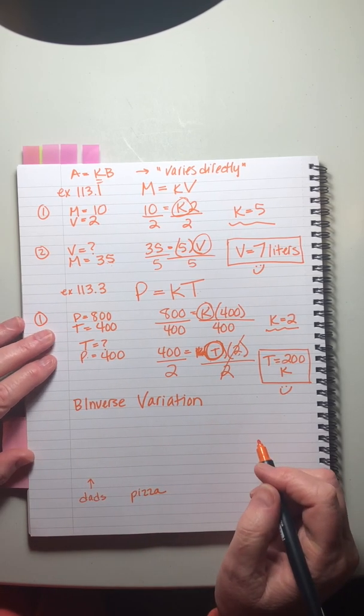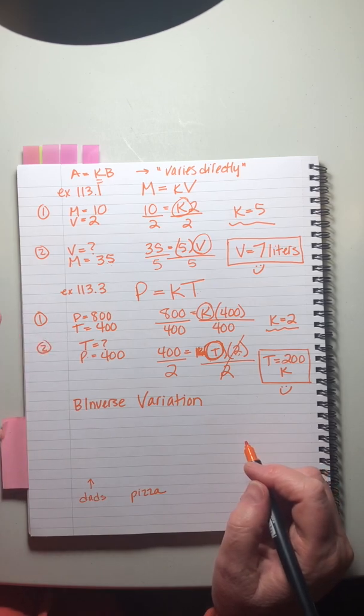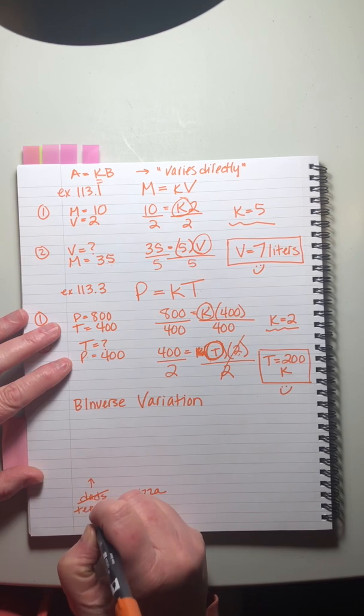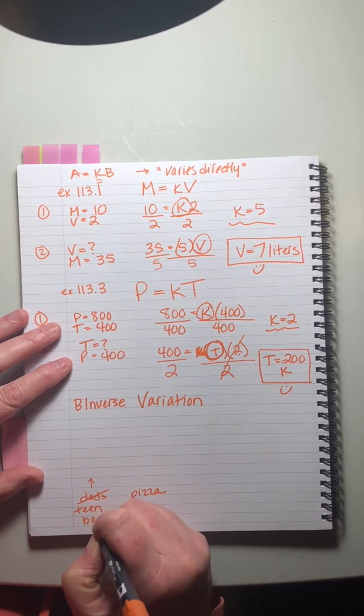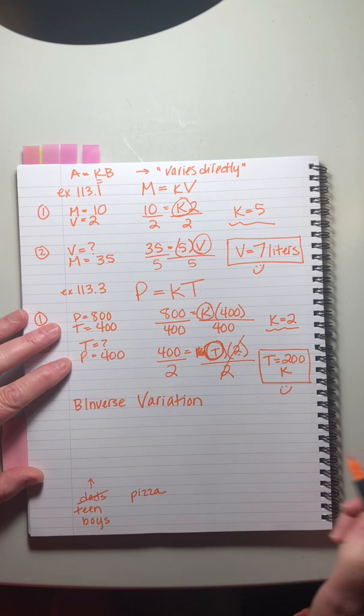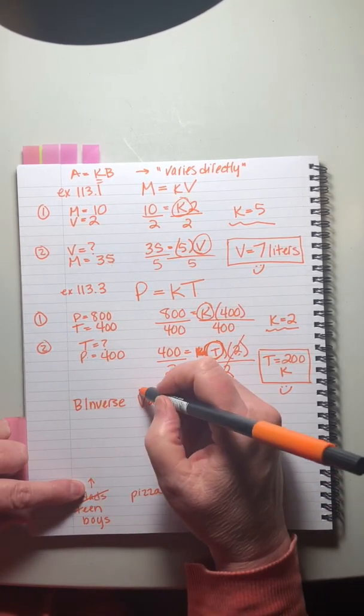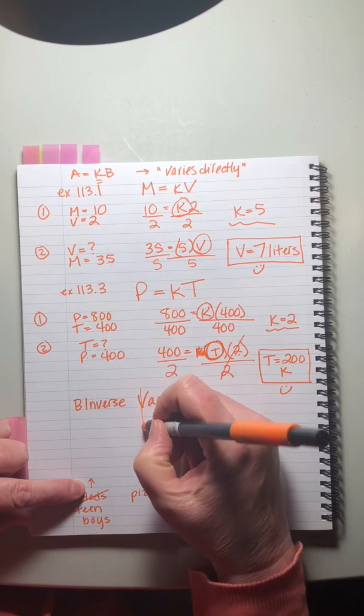Now, how many slices of pizza does the average dad eat? Maybe we should cross this out and make this teen boys. I think teen boys eat more pizza than dads, don't you? Okay, so I don't know. For every one boy that comes in the room, what do you say, like 8? Pizzas go down.